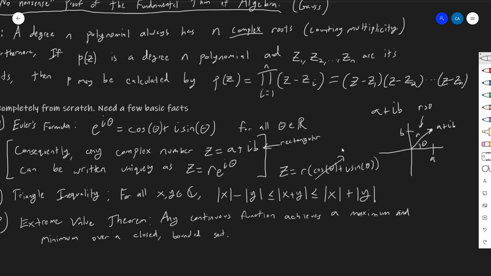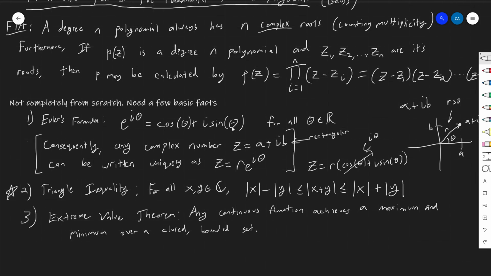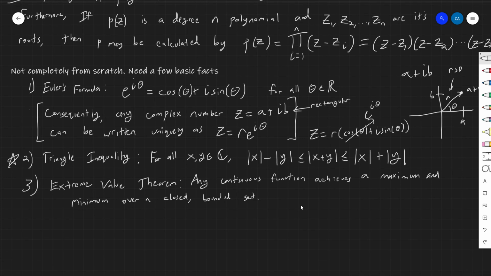But I can just cross all this out and write e to the i theta, and that gives me a nice little compact way to write down arbitrary complex numbers, and that'll be helpful. So polar form for complex numbers is just a very compact way to write complex numbers. You can see this plus sign means trouble whenever you're trying to multiply two different complex numbers in rectangular coordinates. But if you write them down in polar, it's much easier. You don't have to FOIL. So we're going to use that quite a bit.